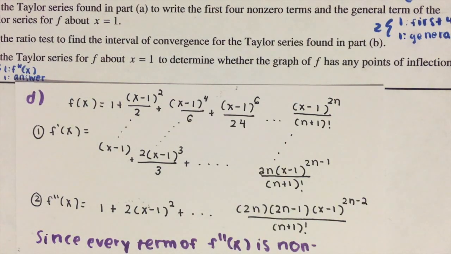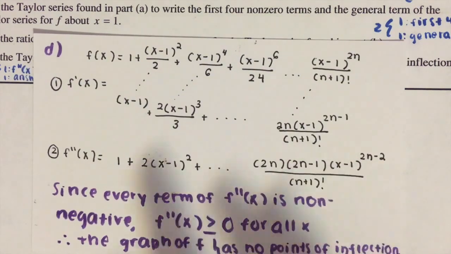And then the first step I did was take the first derivative, and in doing that, I got x minus 1 plus 2 times (x minus 1) cubed over 3. And the general term was 2n times (x minus 1) to the 2n minus 1 over (n plus 1) factorial. And then the next step I did was I took the second derivative of this, and in doing so I got 1 plus 2 times (x minus 1) squared with the general term of 2n times (2n minus 1) times (x minus 1) to the 2n minus 2 all over (n plus 1) factorial.